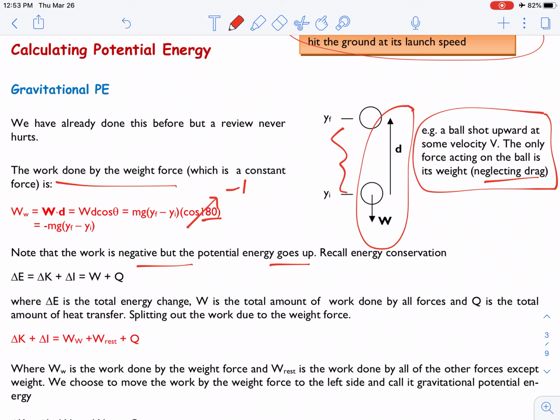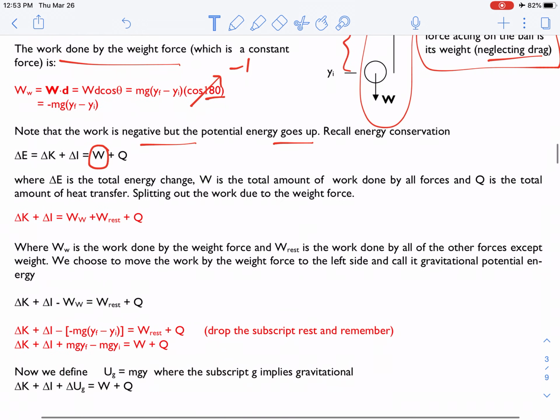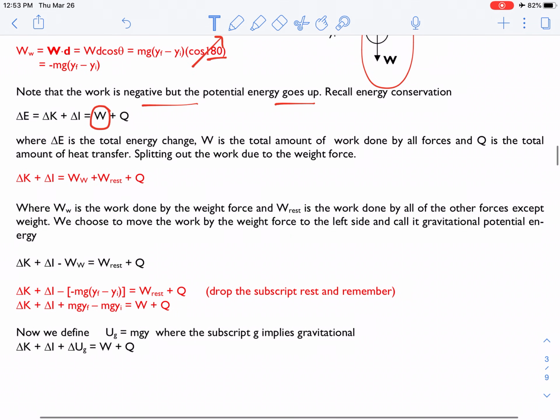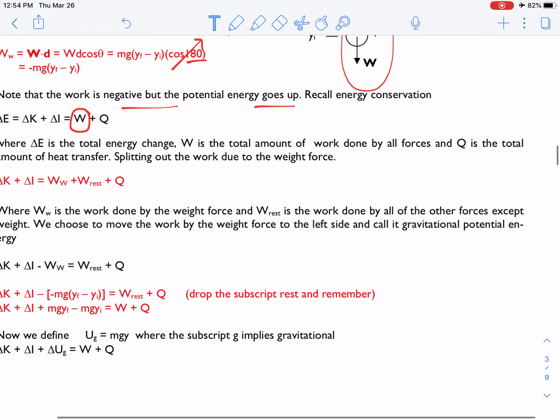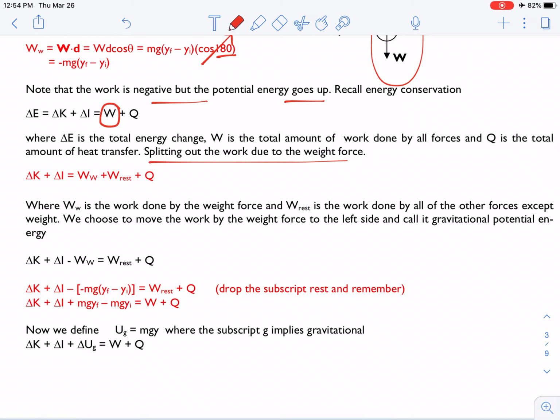If we now recall the energy conservation, we neglected the potential term because we are keeping the work done by the weight force in the work term. You need to do one or the other. You cannot do both of them. We're going to show why we need to do this soon. We are going to define the gravitational potential energy using this term. Next, let's keep the work done by the weight force separate from the other one. So we're splitting out the work term due to the weight force.